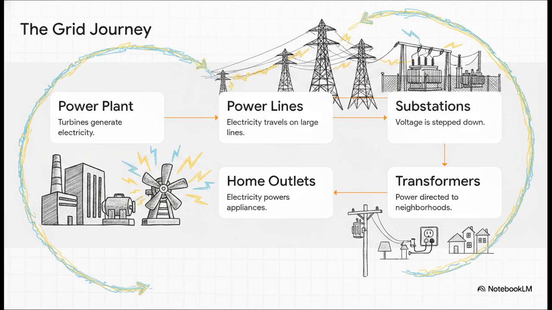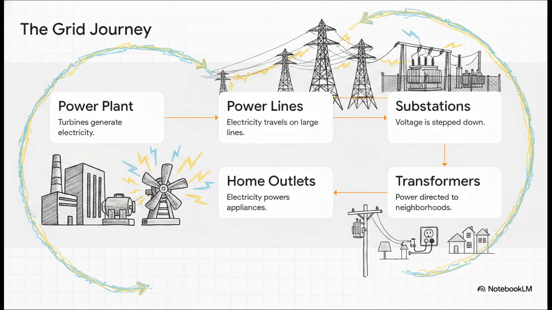Step 1, electricity is generated at the power plant turbines. Step 2, it gets pushed onto high voltage lines. You know those towering, massive wire structures along the highway carrying hundreds of thousands of volts? That's them. Step 3, it hits a substation where it's stepped down to usually under 10,000 volts. Step 4, it travels to transformers, those metal cylinders you see on telephone poles near your street. And finally, step 5, it flows straight into your home outlets.